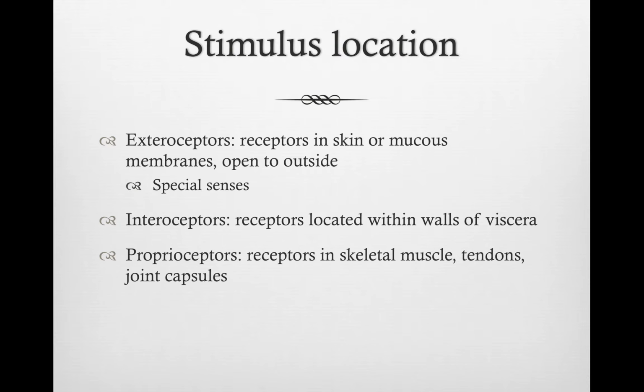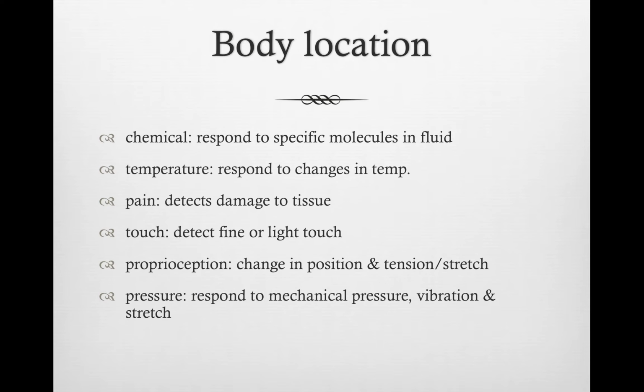Proprioceptors are receptors in our skeletal muscles, tendons, and joint capsules, and help us understand the relative position of our limbs, the stretch in our skeletal muscles, and the extension in our joint capsules. We can refer to these by body location as well as by thinking about what they do.